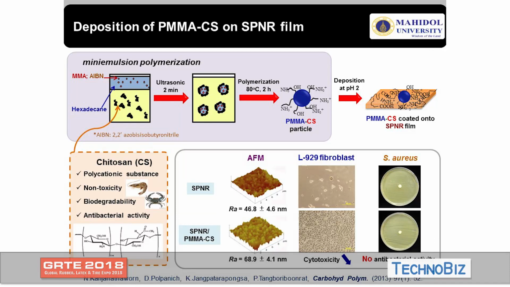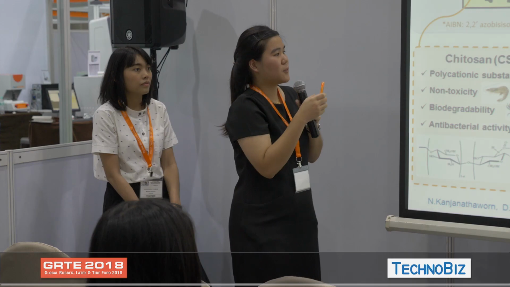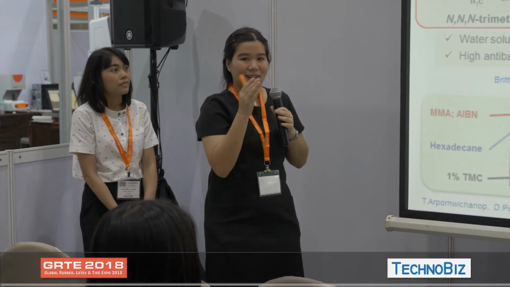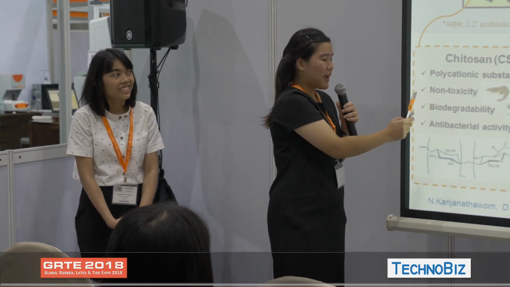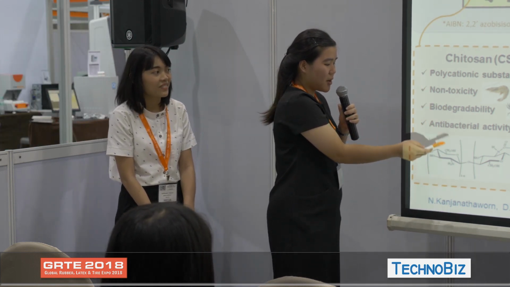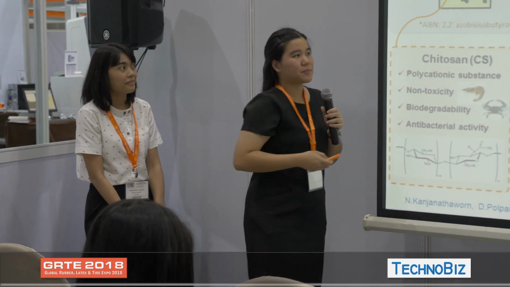case is chitosan. Why chitosan? It's because chitosan is a cationic polymer. Chitosan can generate positive charges, which can interact with the negative charge from the non-rubber part that stays on the surface of the SPNR film at pH 2. Moreover, chitosan is non-toxic, biodegradable, and has antibacterial activity because of this positive charge.